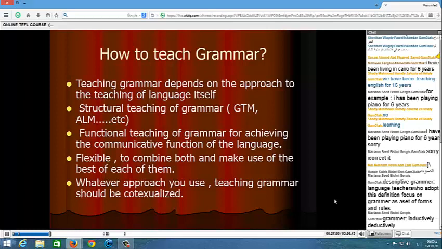You have a variety of techniques, you have a variety of methods to choose from. So it's up to you, and that was my first request actually for the first assignment. You have a variety of techniques, you have a variety of ideas to choose from according to your own needs and according to what your learners really need in their process of learning the language. Whatever approach you use, teaching grammar should be contextualized.